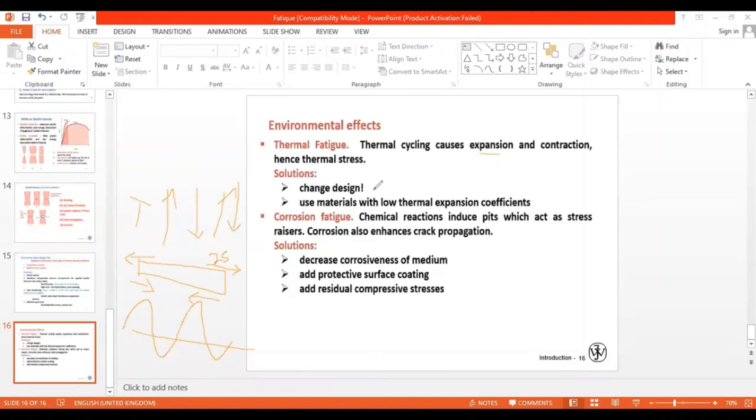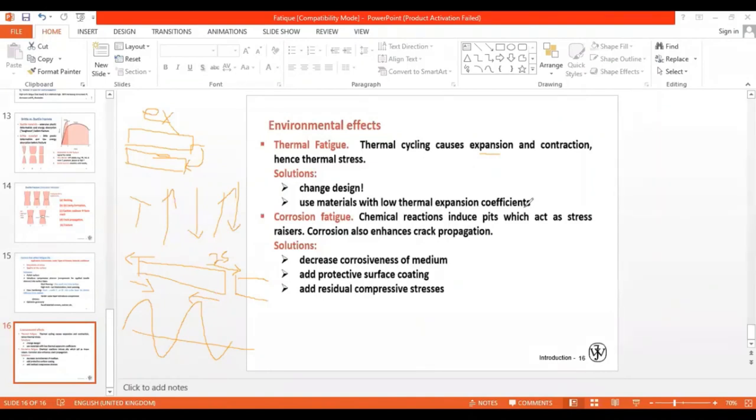Then change design as a solution, right? So that's why the gap is provided in between the tracks. And use materials with a low thermal expansion coefficient. If temperature is going up and down, and you are using a metal or material which has less thermal expansion, then that will not undergo a huge change. Maybe a small slight change will be there, then that is not a big problem, right? So in order to prevent thermal fatigue, use materials with low thermal expansion coefficient. So instead of aluminium, if we are using steel or hard steel, then thermal expansion is low.